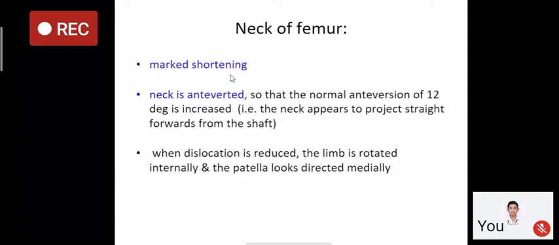Neck of the femur, there is marked shortening, and neck is anteverted. Again, anteversion of both acetabulum and anteversion of neck, so that the normal anteversion of 12 degrees is increased. The neck appears to project straight forward from the shaft.